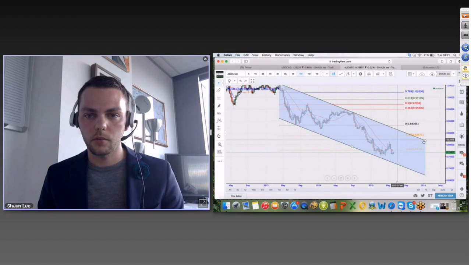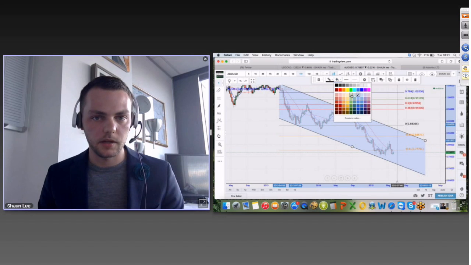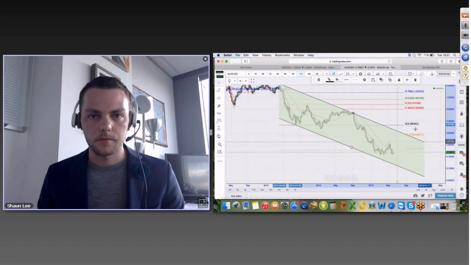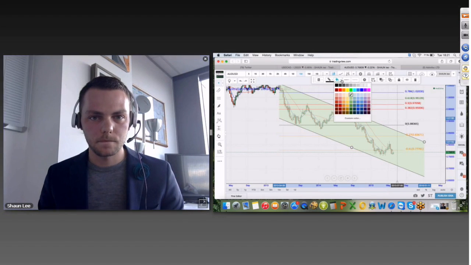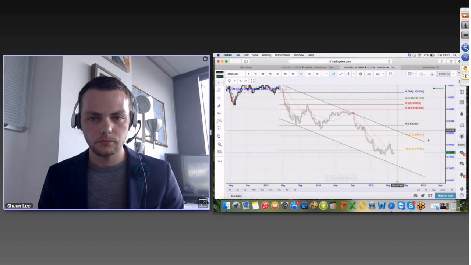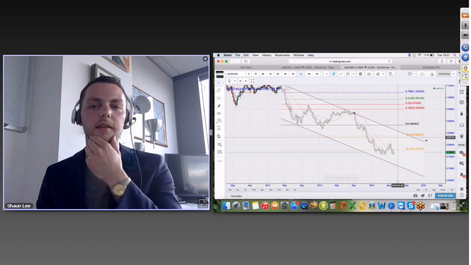Okay, so this is Aussie dollar. I still want to make this a little bit lighter because I'm not really feeling this color. Give me one moment. Okay, anyway, I hope that everybody can see this.